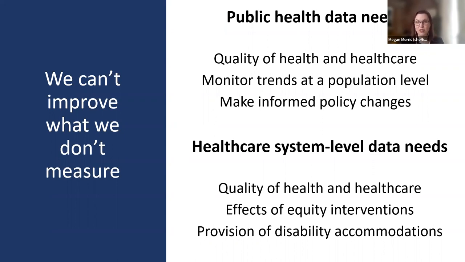And then at a healthcare organization level, this is often discussed in terms of documenting disability in the electronic health record. Again, this has not been done historically. It is still rarely done in the healthcare setting. We really need to be documenting a person's disability status in the electronic health record for several reasons. First, monitoring the quality of health and healthcare at an organization level. Second, if we are implementing equity initiatives and interventions, we need to be able to direct those to individuals with disabilities, and then measure the effects of those interventions. And third, persons with disabilities are, due to federal laws, required to be provided healthcare accommodations.